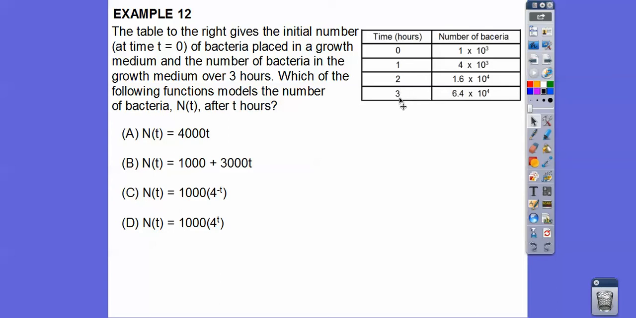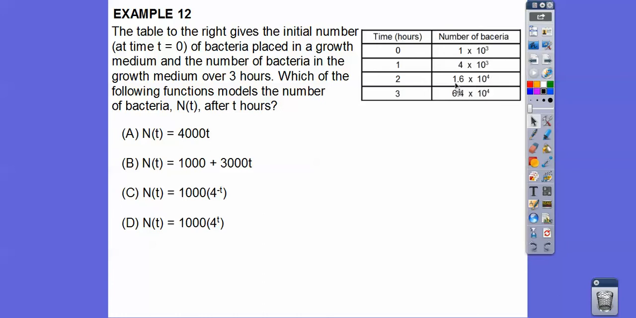Which of the following functions models the number of bacteria N of t, the number of bacteria after t hours? Okay, well, they're trying to trick you right here. Let's make these 10 to the third. So 1.6 times 10 to the fourth.